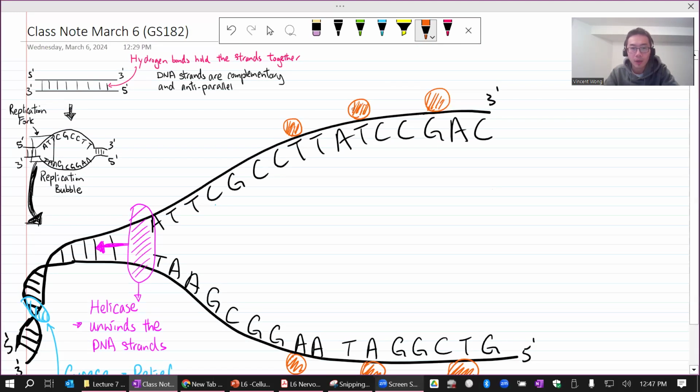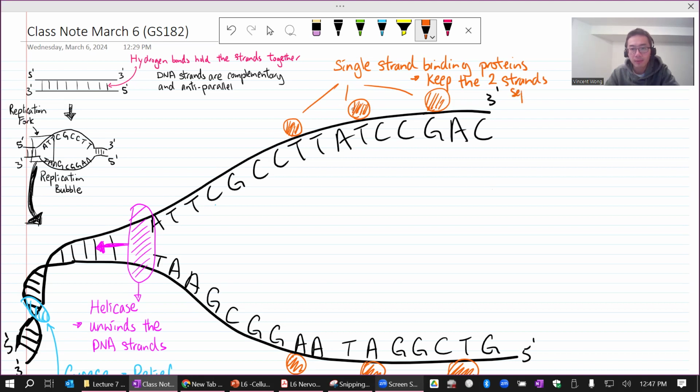So these are what we call single strand binding proteins. And the function is to keep the two strands separated. Okay, remember they want to come back together. They have an attraction between the nitrogen bases. But we've got to keep them apart. We want to separate them. Okay?